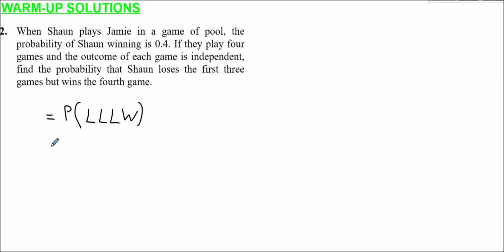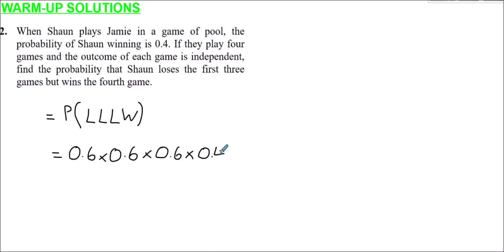For Sean anyway. So the probability of losing is going to be 0.6 for Sean. Remember, if the chance of him winning is 0.4, 1 minus 0.4 gives a chance of him not winning. Pool is a binary game. You can't draw a game of pool. It's a win or a loss. So 1 minus 0.4 is 0.6. And then, so multiply, losing the second game is 0.6. And then losing the third game, multiply by another 0.6. And finally, the chance of him winning the last is 0.4.